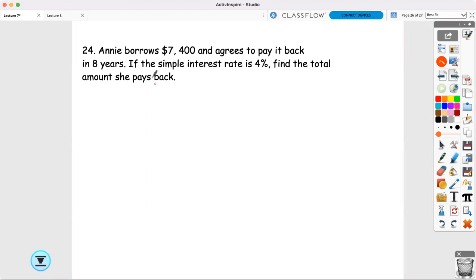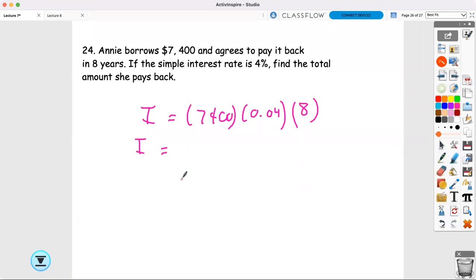All right, to find the interest, we're gonna plug in the principal, which is 7,400, times the rate, which is 0.04, times the time in years, which is 8. Multiply those 3 to get the interest that she's gonna be paying for the loan. So 7,400 times 0.04 times 8. And I got 2,368.